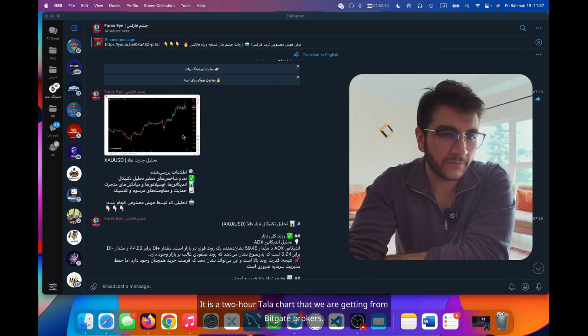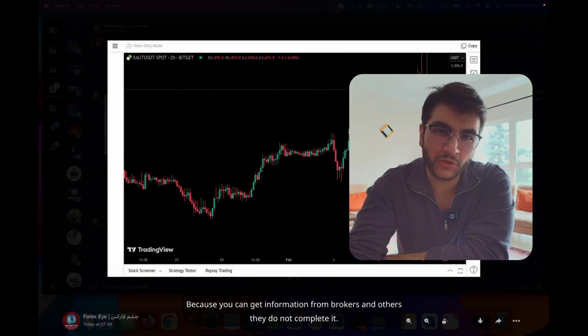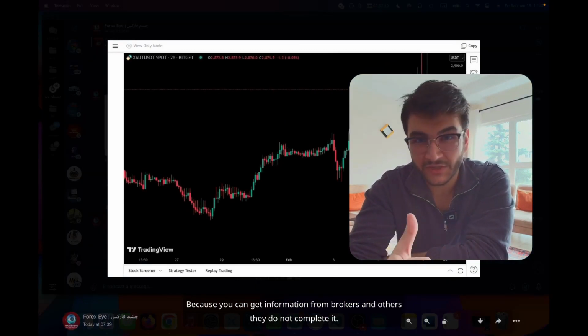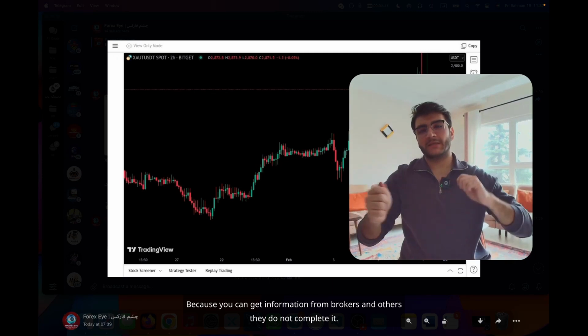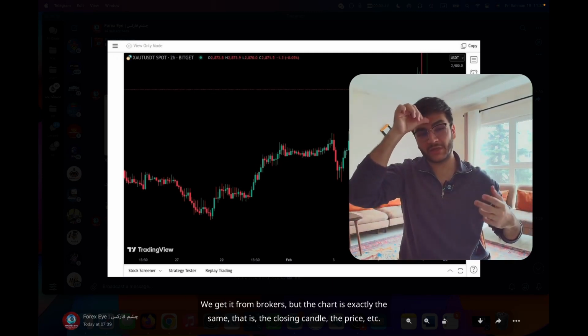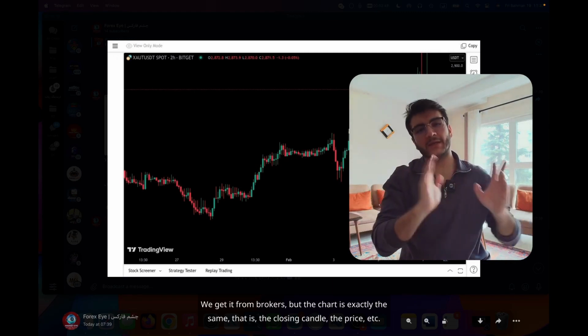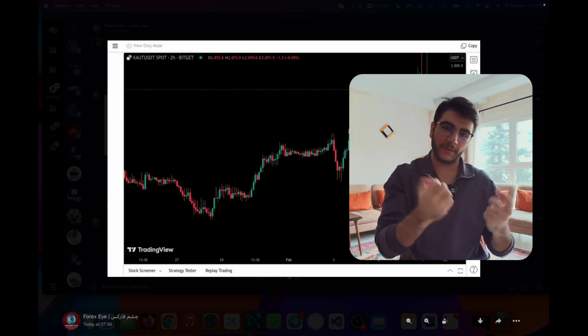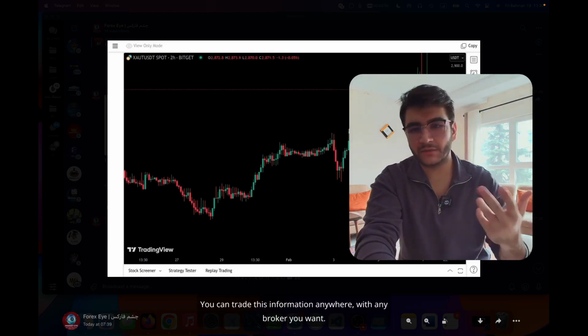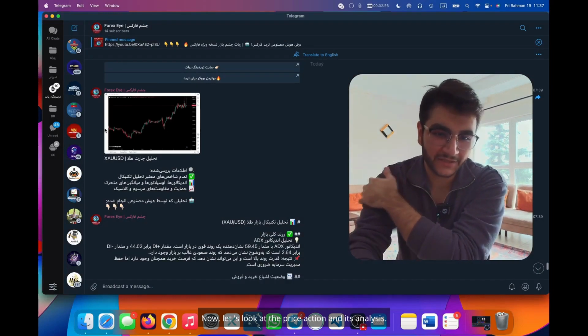On the gold chart, it is a 2-hour gold chart that we are getting from Big 8 brokers. Because you can get information from brokers and others, they do not complete it. We get it from brokers, but the chart is exactly the same, that is, the closing candle, the price, etc. You can trade this information anywhere, with any broker you want. Now, let's look at the price action and its analysis.